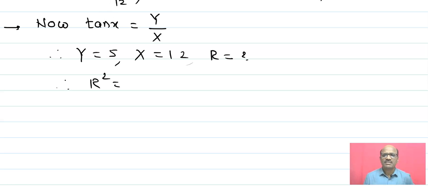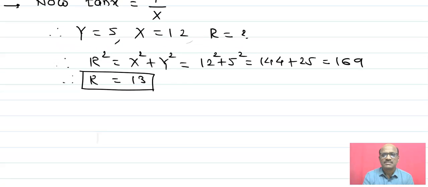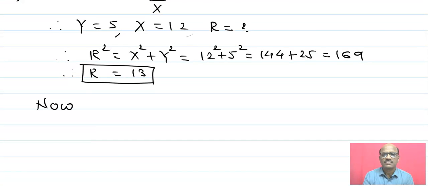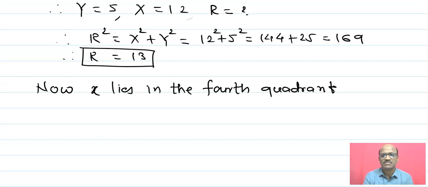Find out the value of R, that is R square is equal to x square plus y square. That is 12 square plus 5 square, that is 144 plus 25, that is 169, and therefore R square is equal to 169. R is equal to 13. Now all the values. Now the angle lies in the fourth quadrant. In the fourth quadrant, x is positive and y is negative.